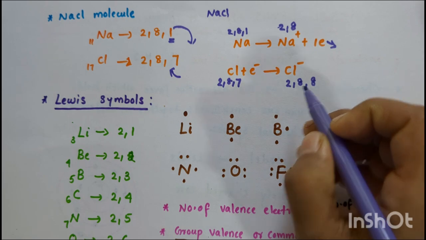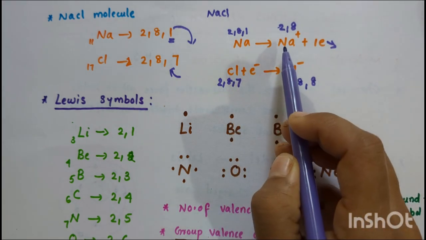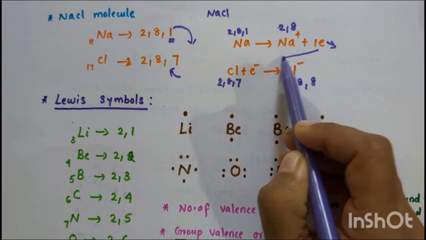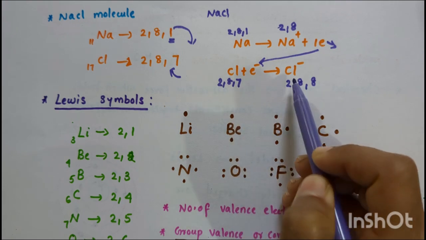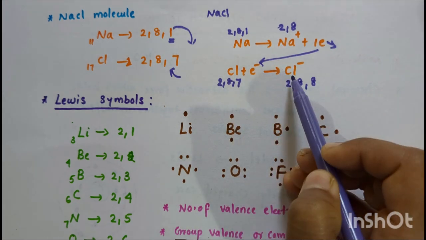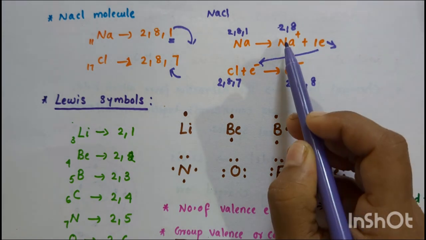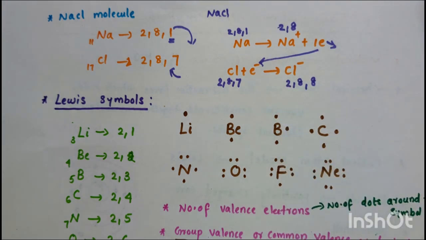Okay. So, you see, when sodium loses 1 electron, it becomes Na+ ion. And chlorine accepts that 1 electron, and it becomes Cl- ion. In this process, each atom attains a stable octet. That is, a stable octet means 8 electrons in the outer shell.